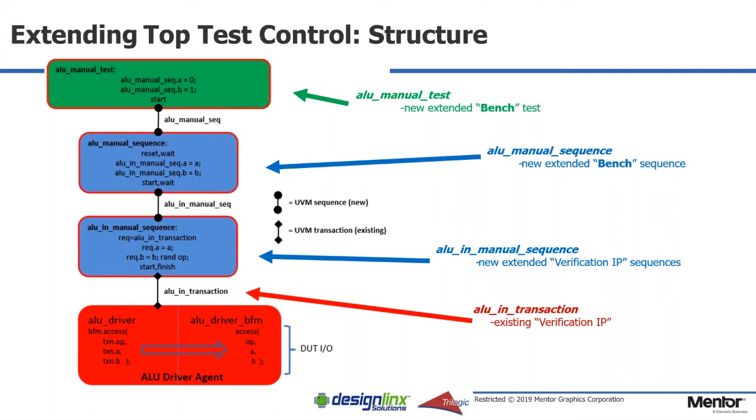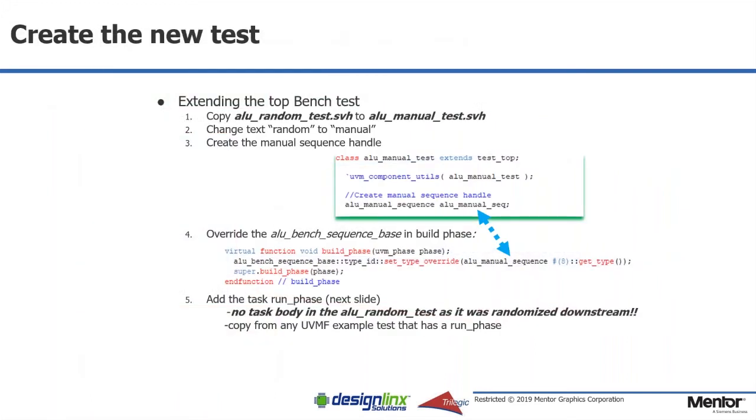That gets you to the boundaries of the bench area, which I explained before. Then you need another transaction to actually get it to the driver, which is in the verification IP section. So we're going to extend a bench test and 2 bench sequences in our process of customizing the front end. And it's really quite simple. To extend the top bench test, you can simply copy the ALU random test.svh file, which in itself extends the test top, which you can see in the graphic to the right here.